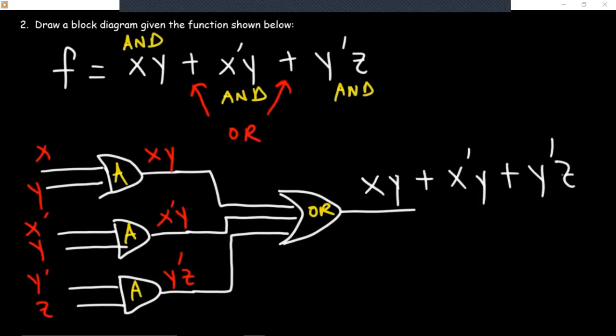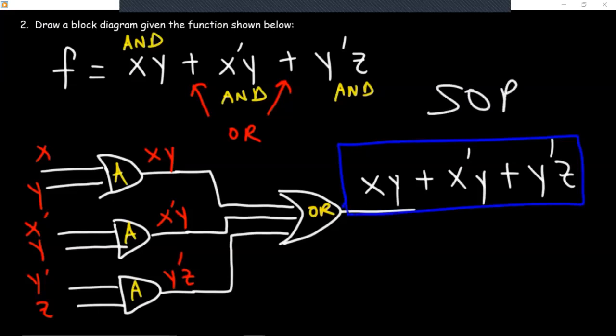Now something else that you need to know. This expression here is something known as an SOP expression, which stands for sum of products. XY is a product, as mentioned before, X prime Y is a product, and Y prime Z is a product. So we have three product terms, and we're adding them. So that's a sum of products expression.